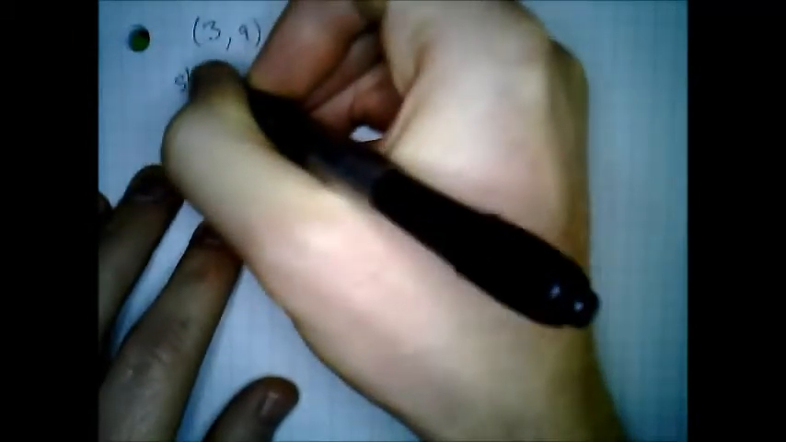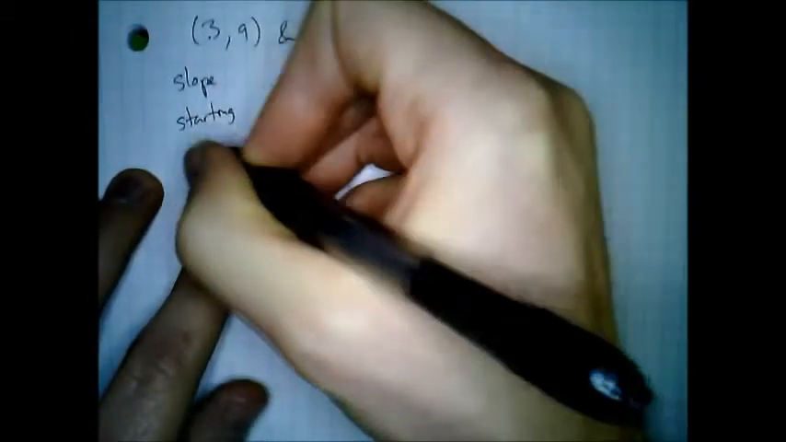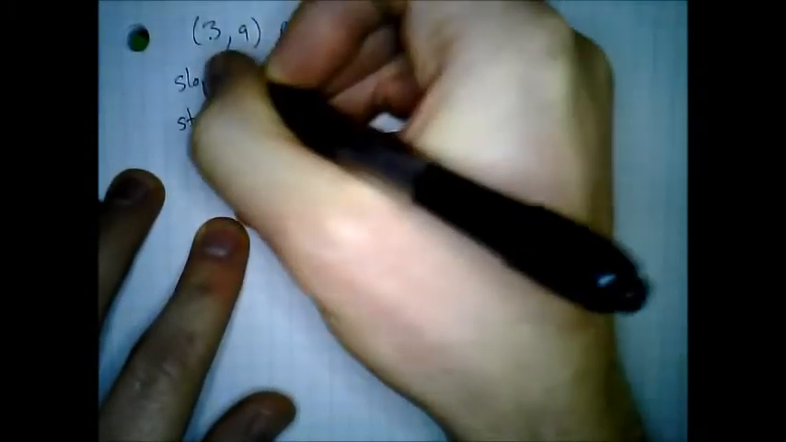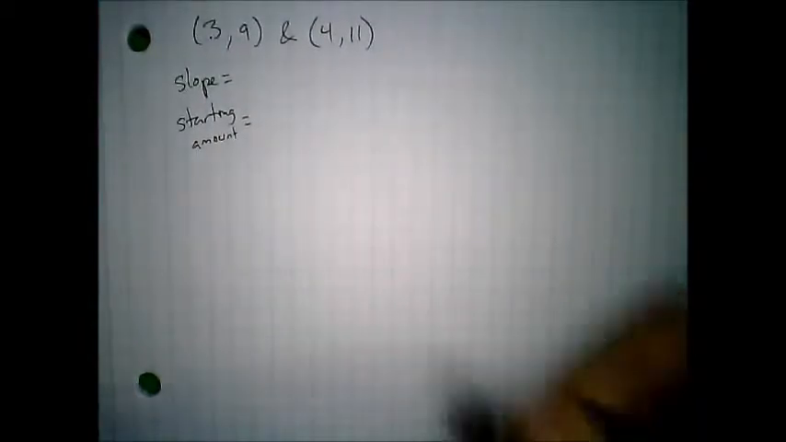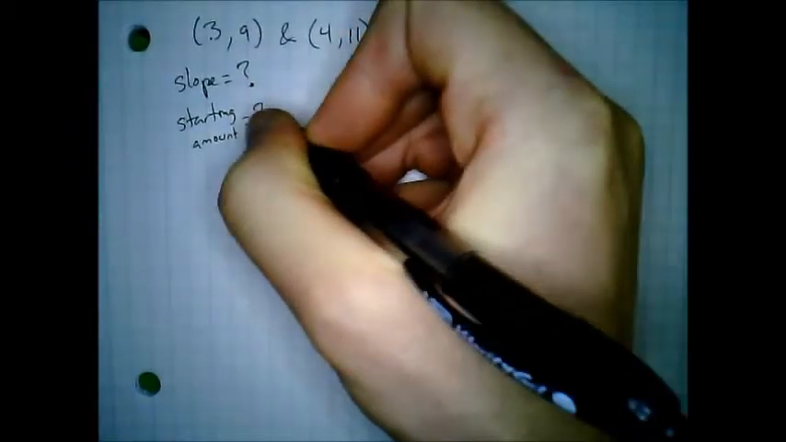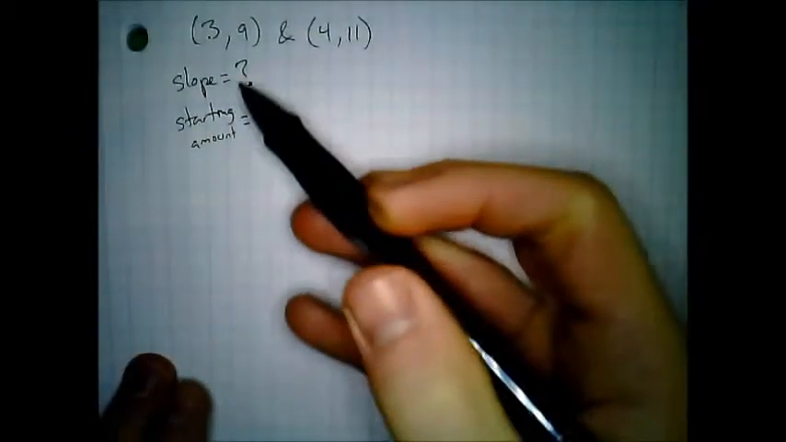Okay, so we need the slope and our starting amount, which we should really start calling our y-intercept. Okay, do we know our slope? No, it doesn't tell us our slope. Do we know our starting amount yet? No, it does not tell us our starting amount. We don't know how many tiles were in figure 0, and we don't directly know how many tiles we're adding each time.